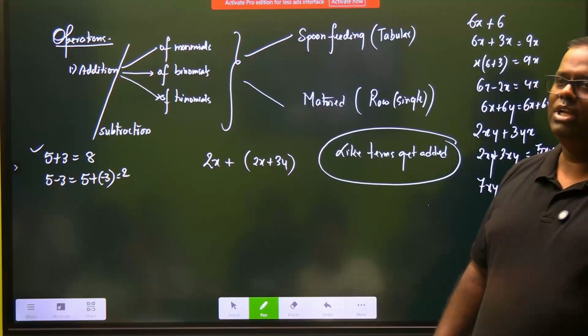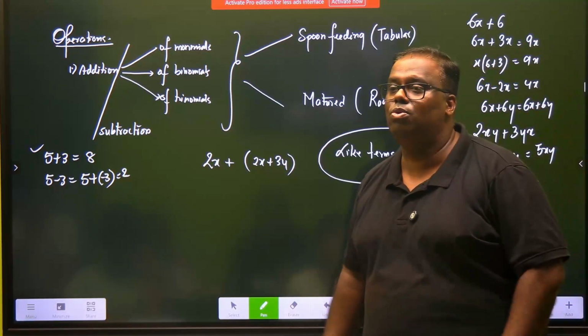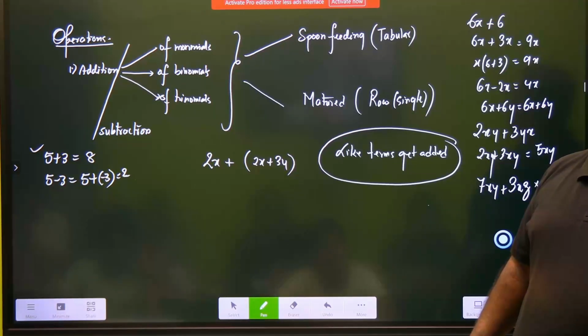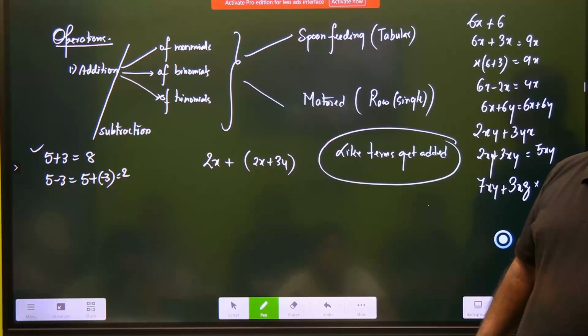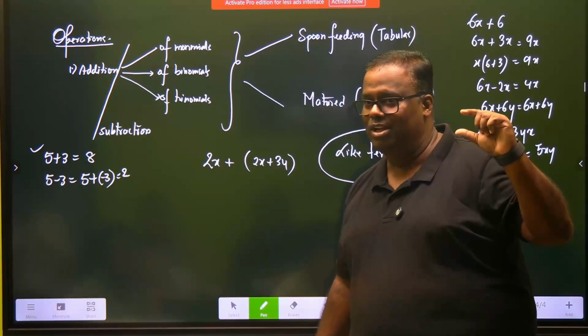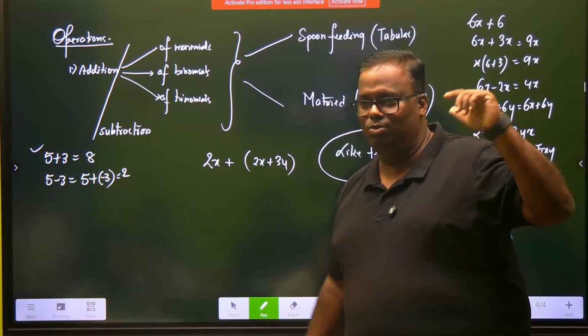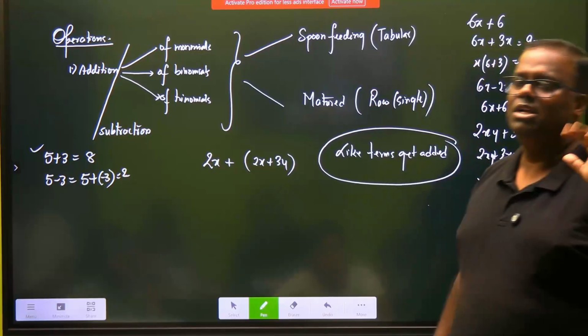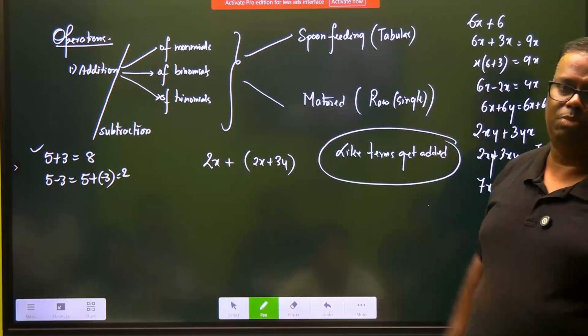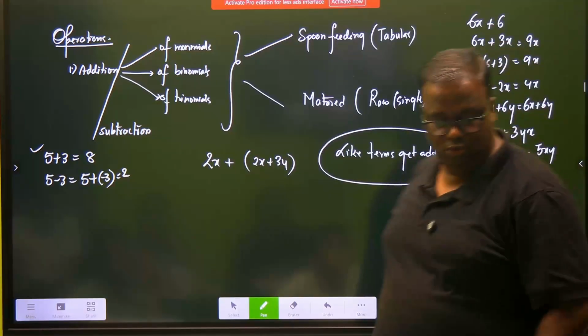Yes, so what do you know in addition? I can add terms only on the basis of their similarity of the terms. When I say similarity, similar, do you know similar and alike? A puppy is similar to the dog parent. They're not alike, they're similar. Looking at the puppy, you can guess how the adult dog will look like. So similar means that the terms may not be exactly alike, but their variables with the power should be equal. Let's do some monomial addition.